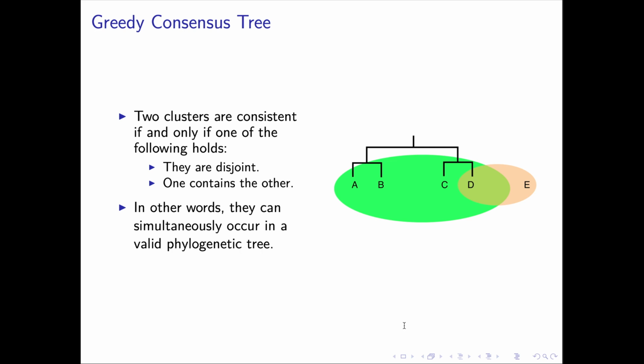We can either build a phylogenetic tree that contains cluster ABCD, like this phylogenetic tree, or we can build a phylogenetic tree that contains cluster DE, but we cannot build a single phylogenetic tree which simultaneously contains the cluster ABCD and the cluster DE. So they are not consistent.